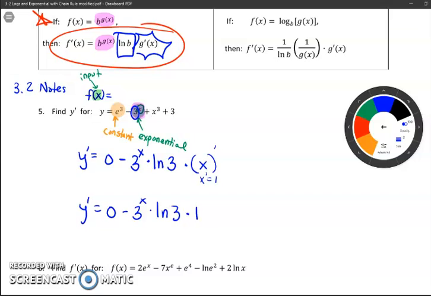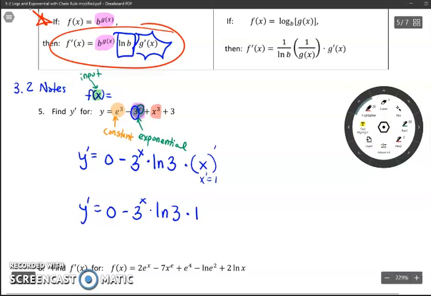Okay, now let's look at the next term. The next term is x cubed. X cubed. Where is that input being sent? To the base. I have a variable base and a constant exponent. That makes this a power function. Power function. So we're going to use our power rule. So you're probably pretty used to that one, right? So I'm adding that term.